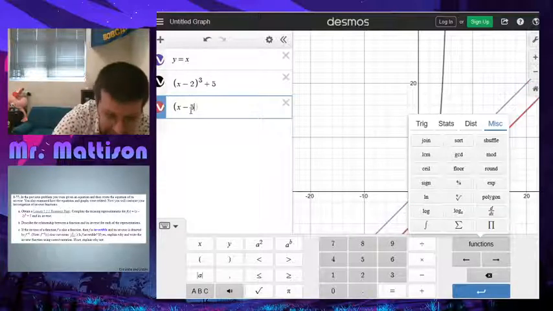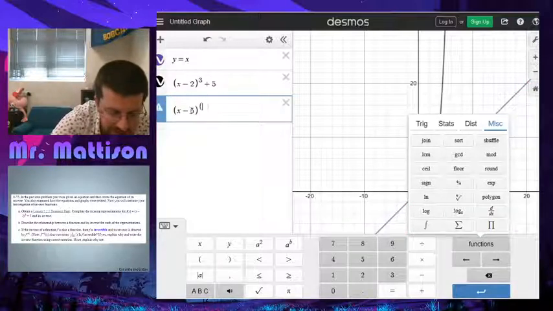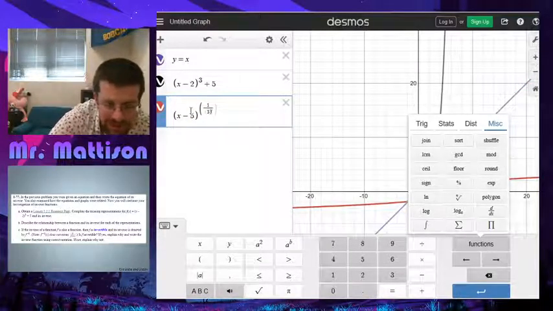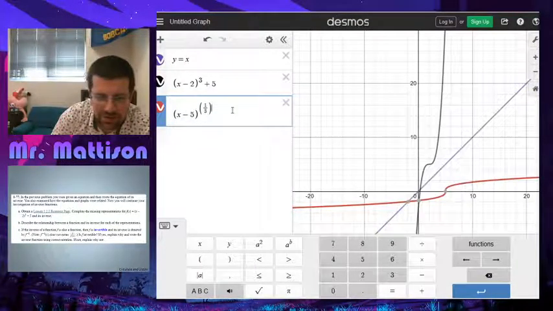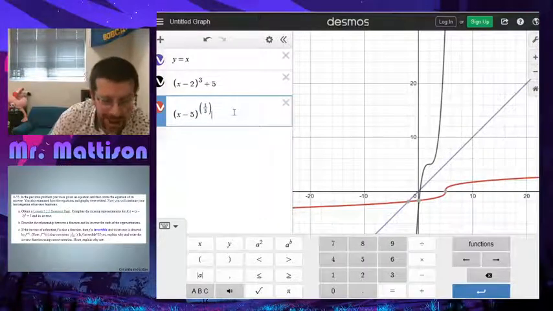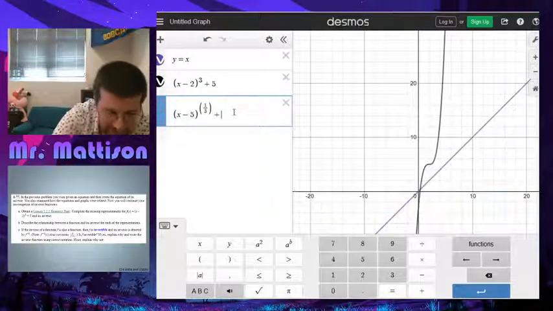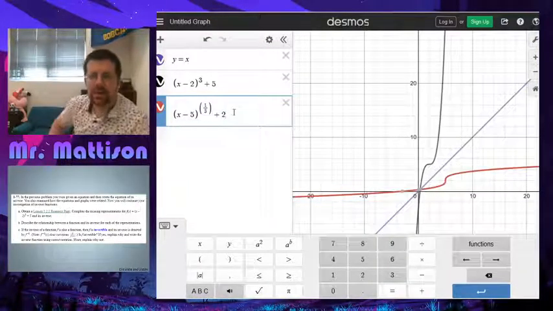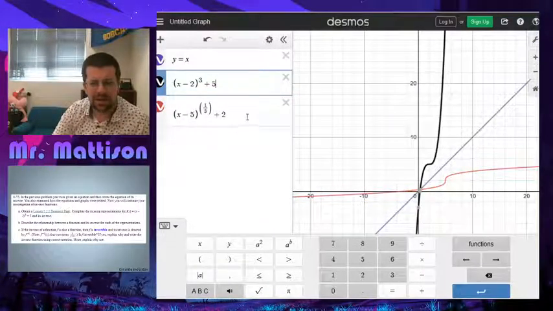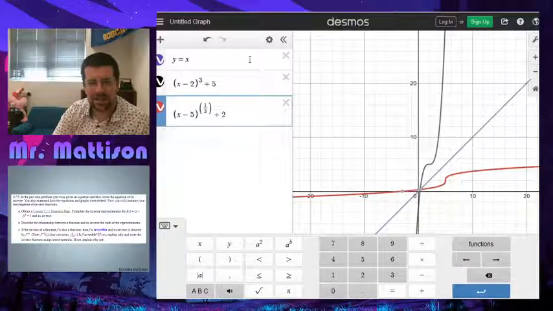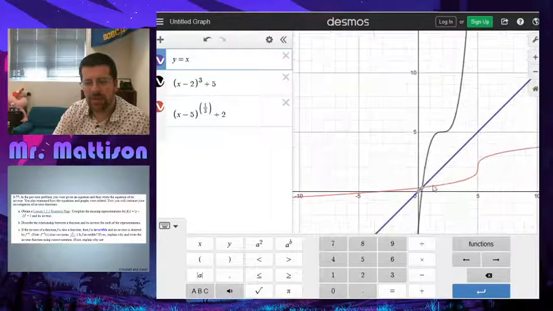x minus 5, and then I'm going to raise that whole thing to the 1/3 power, as opposed to trying to do a cube root, which is probably in there somewhere. I just don't want to dig through and find it. I think I just saw it as I closed that. Sorry about that. Plus 2. There we go. So there are the graphs. The black one is the original, the red one is the inverse. And we're seeing that same kind of mirroring over that purple line.